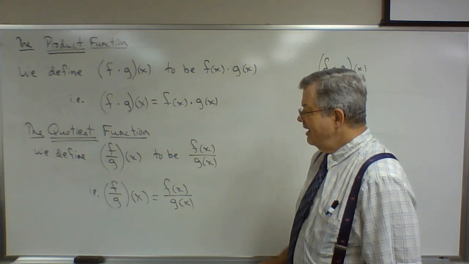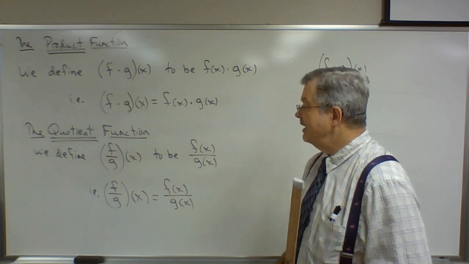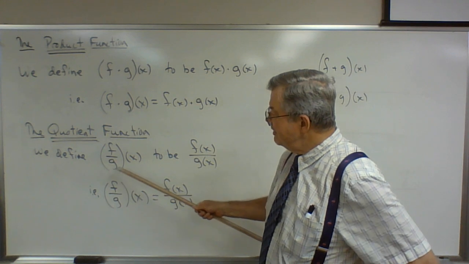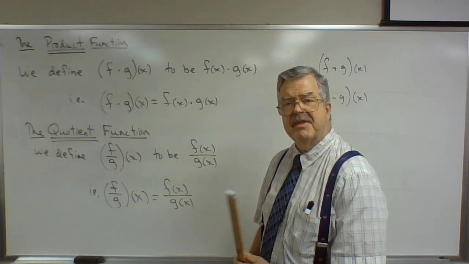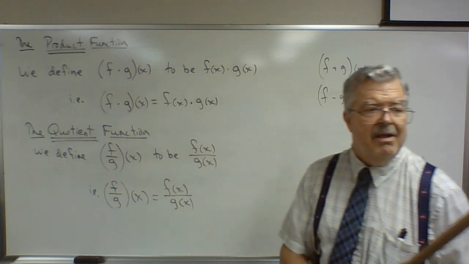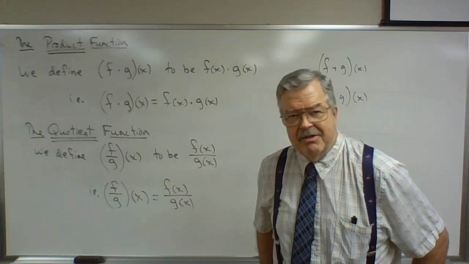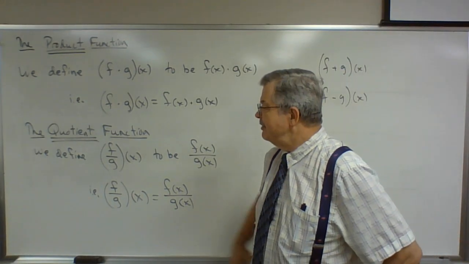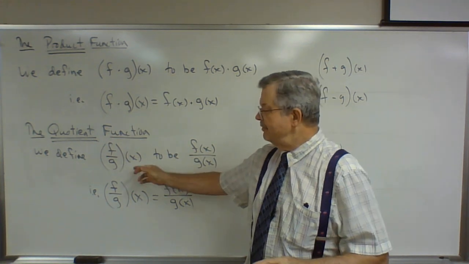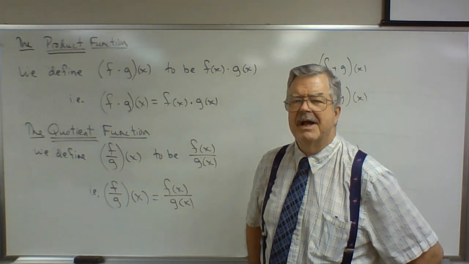Definitely, if there's an x value that's not in the domain of f, then it's not going to be in the domain of the quotient function. And if there's any x value that's not in the domain of g, then it's not going to be in the domain of the quotient function. But there may be some x values that are in the domain of both f and g that aren't in the quotient function. Can you think of a reason why that might be?